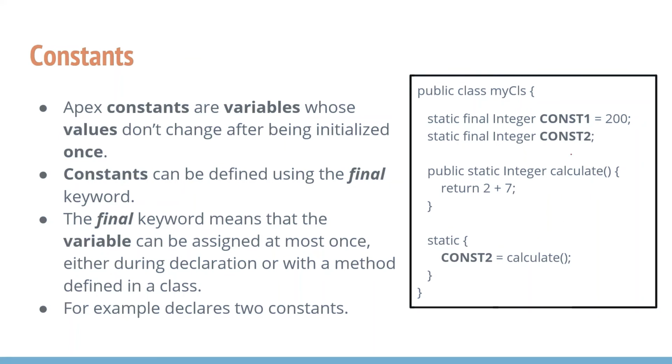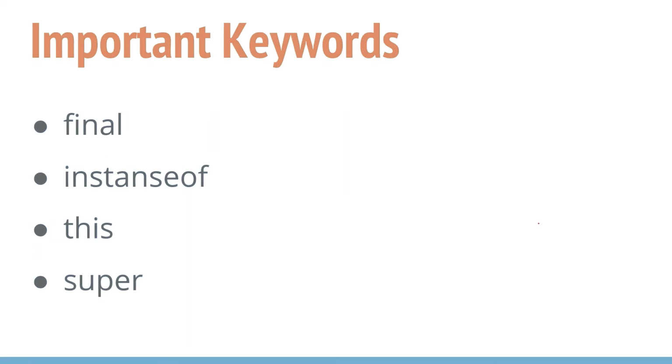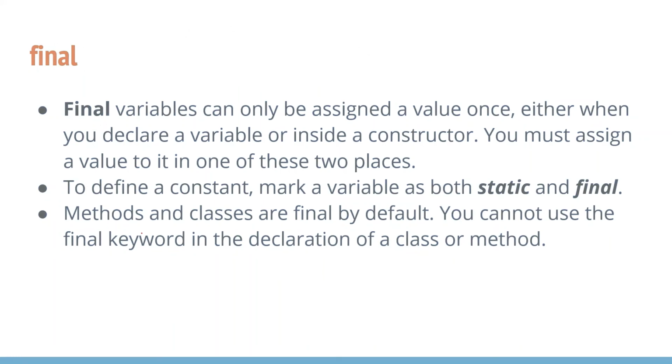Okay, this value can change because it's written 2 plus 7, and if we change it to 3 plus 7, the value will change accordingly. Important keywords: final, instance of, super. A final variable can only be assigned a value once, like in a constant we have seen.